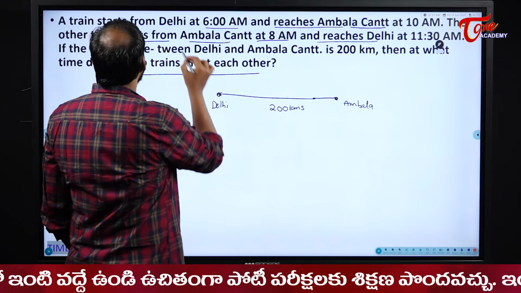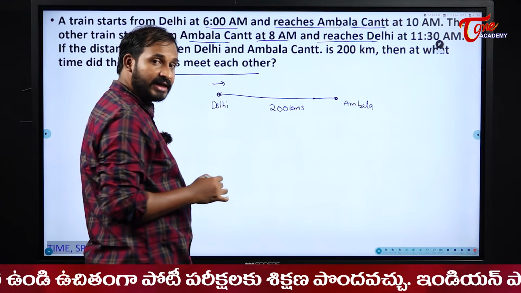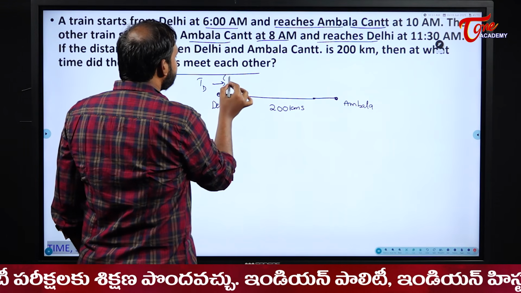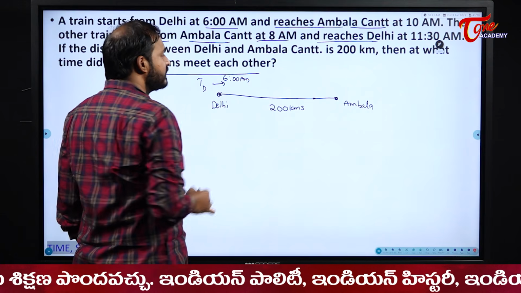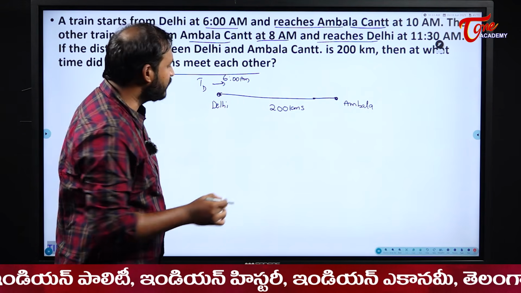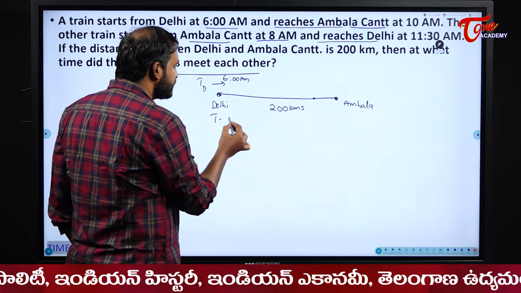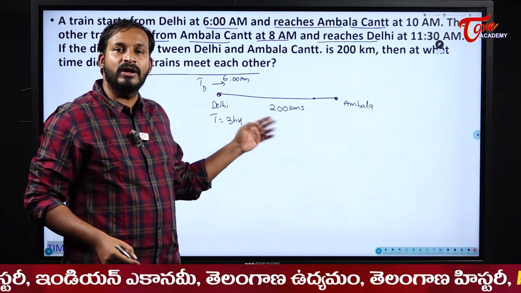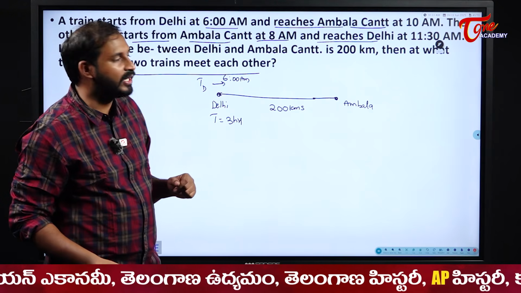Now see here, the train from Delhi is starting at 6 a.m. and reaching Ambala at 10 a.m. Now tell me, what is the time duration here for us? 3 hours. That means it is taking 3 hours to travel 200 kilometers.